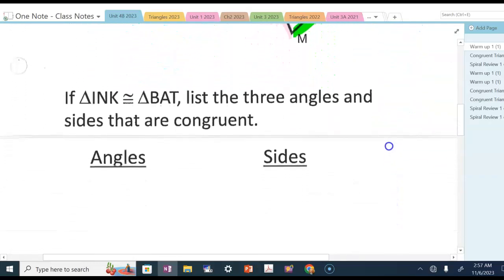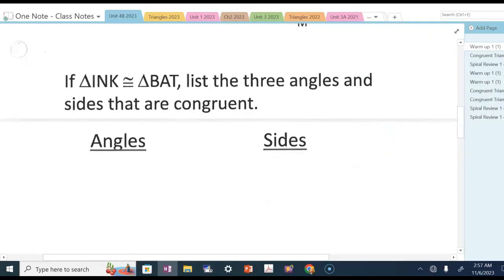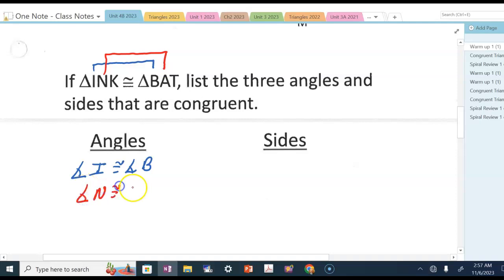So in this particular problem, I didn't give you a picture. So the angles, the first letter goes with the first letter, so I'm going to say angle I is congruent to angle B. The second letter goes with the second letter, so angle N is congruent to angle A. And the third letter goes with the third letter, so angle K is congruent to angle T.